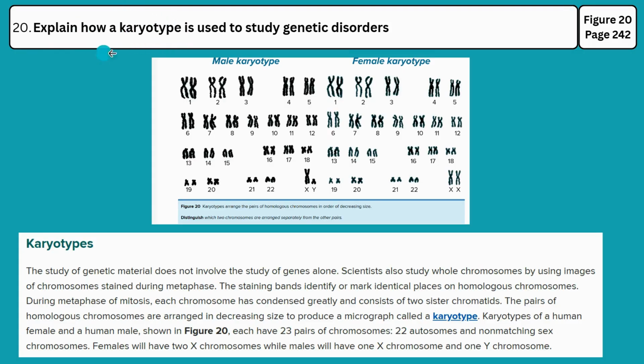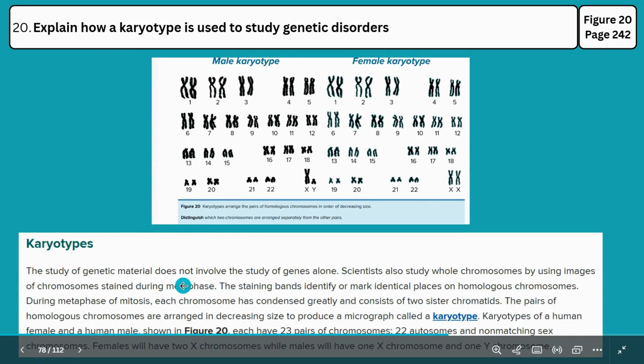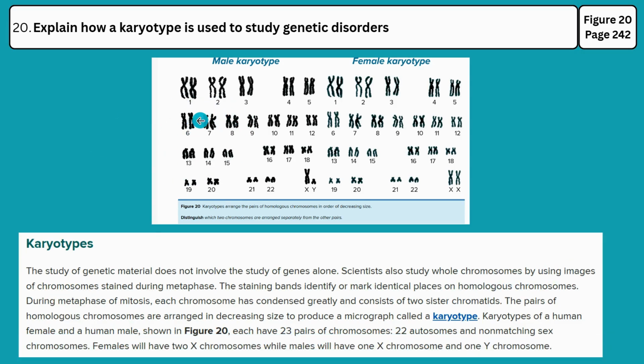Karyotype. What is karyotype and how is it used to study genetic disorders? So this is the male karyotype, because you can see here you are getting the XY chromosome. So this is male and this is female. All same except the last one, which is XX. So karyotype is the study of genetic material. It does not involve study of genes alone. They study whole chromosomes by using images of chromosomes. They stain the chromosome and they see the whole images. That is called a karyotype.